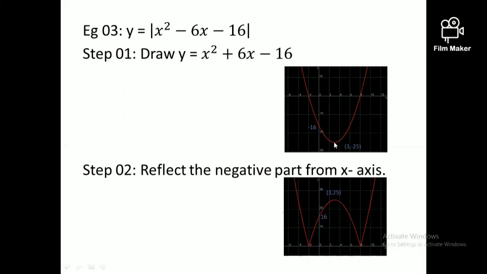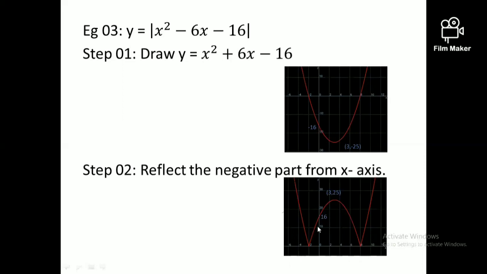Then the minimum point: you can use differentiation or the completing squares method. There you get the minimum point 3 comma minus 25, right? Okay. Then what you need to do is draw the modulus graph. What happens to the modulus? This negative part reflects to the positive side. This is the graph of that.